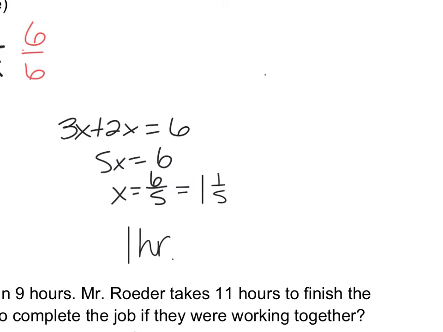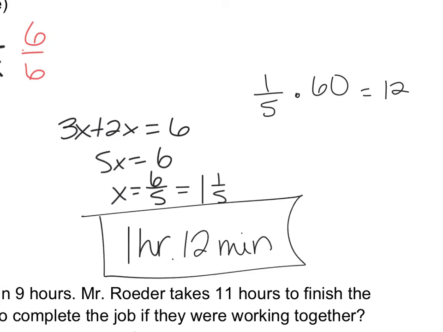So how you do this is you type in your calculator 1/5 times 60, since there's 60 minutes in an hour, and in this case it equals 12. So this would be 1 hour and 12 minutes if both pumps were working together.